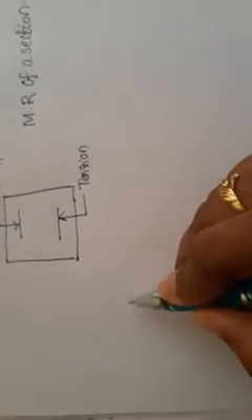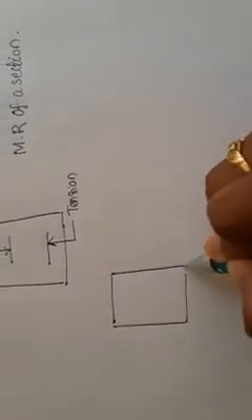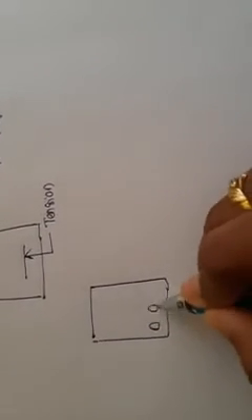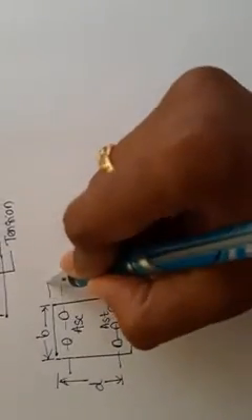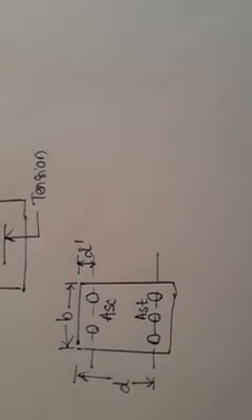Then what is the design philosophy of this doubly reinforced section? So this is a beam section which is reinforced in both tension and compression zone. This is width of the beam and this is effective depth of the beam. So this doubly reinforced beam is subjected to a moment Mu.